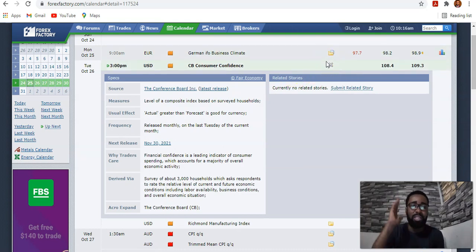If you don't understand what that news means, you click on the box at this end. When you click on it, it will show you this drop down. Then you can read to understand what the news will be talking about. So you see that it's talking about level of composite index based on surveyed household. And this is the source of the news, the Confidence Board Incorporated. So that's where the news is always derived from.